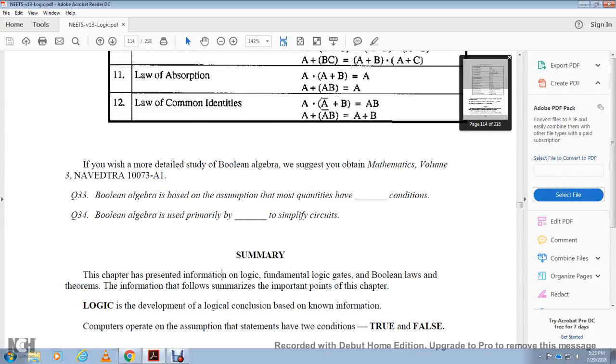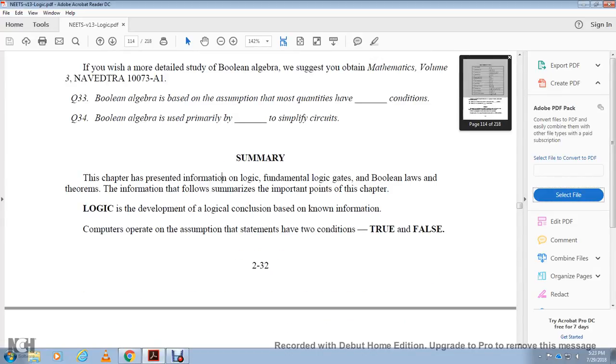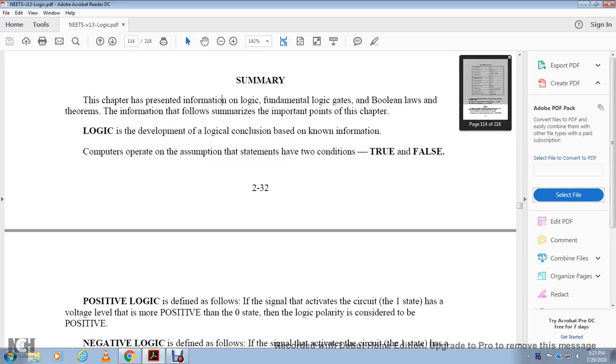All right, Chapter 2 Summary. The chapter presented the fundamental logic of Boolean laws and the theory of information, with a summary of the important points of the chapter, the logical development, and the logical conclusion that computers operate on the assumption of a statement having two conditions, true and false.